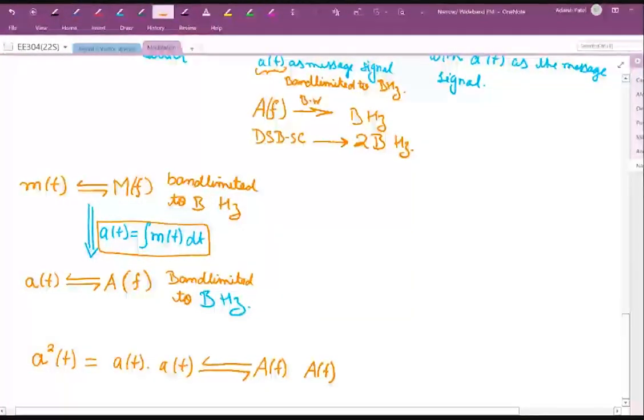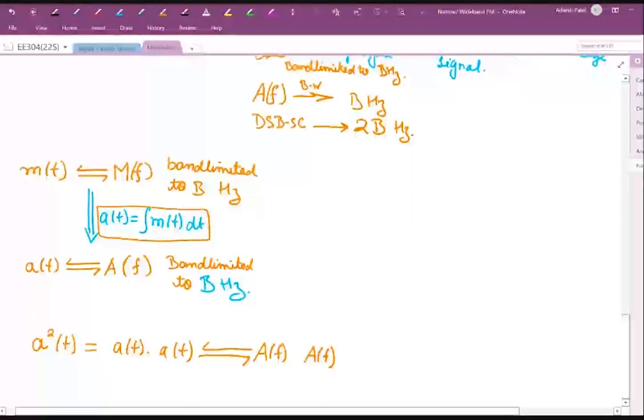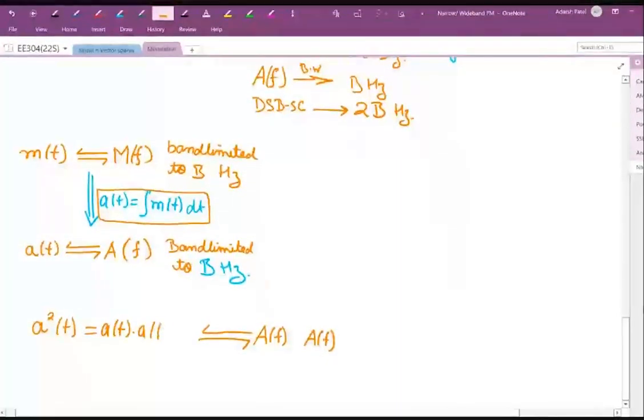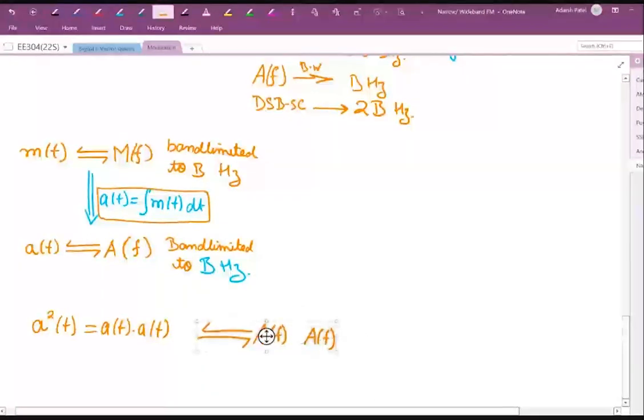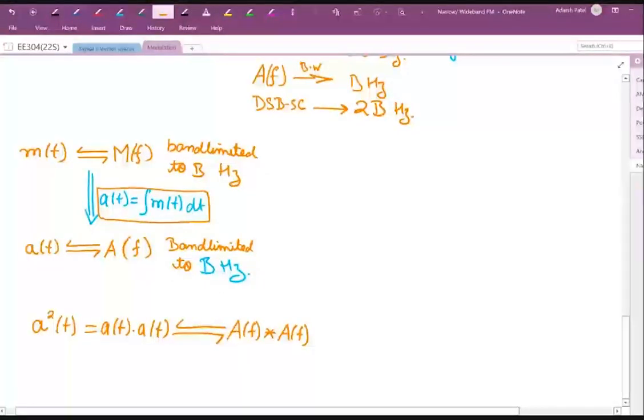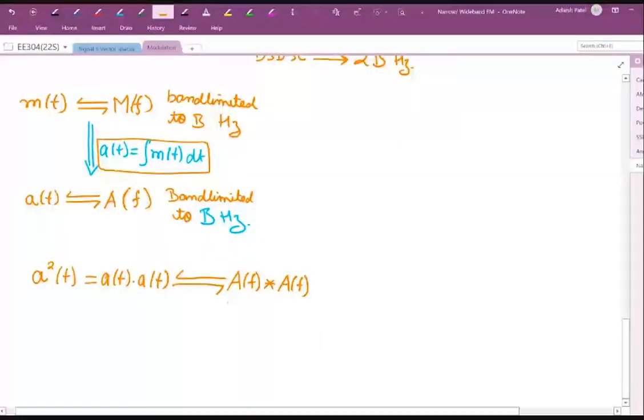If I take the Fourier transform of a(t) times a(t), what can I say about this in the frequency domain? Convolution. Yes, I should be saying convolution. So I will write it a little compact. This is A(f) convolved with A(f). Now we knew that A(f) has a bandwidth of B hertz. So A(f) convolved with A(f) will have a bandwidth of what? 2B.